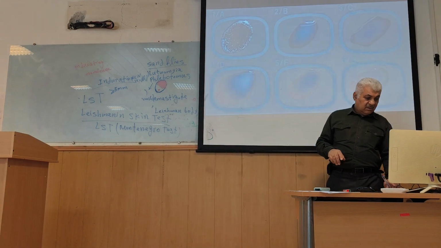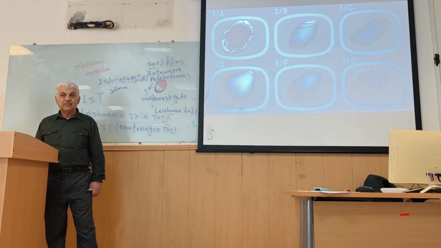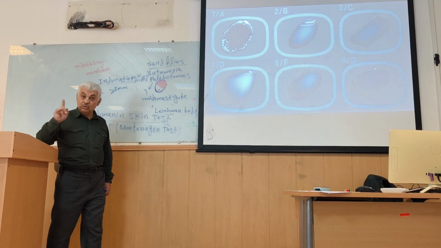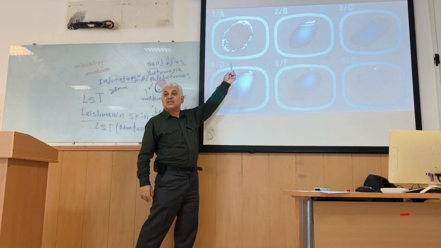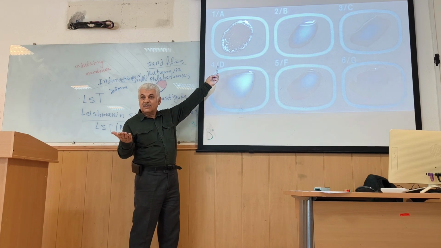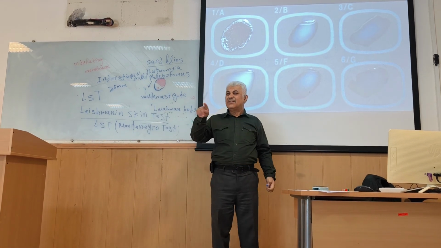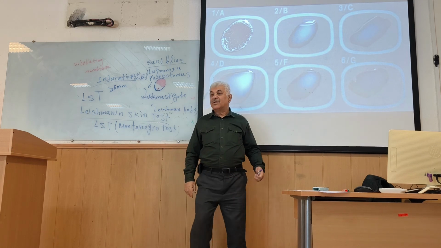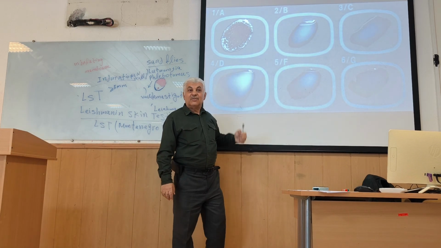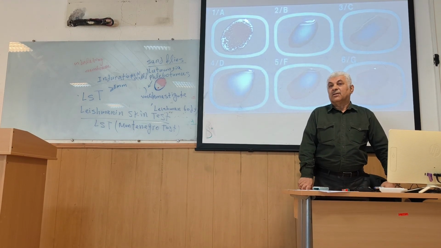This test is very simple. We can use the urine of the patient, not the serum, urine. If positive, you see agglutination on the card slide. If negative, a milky solution, not agglutination. We can use Cotex for the diagnosis of co-infection of visceral leishmaniasis and HIV or AIDS patients.